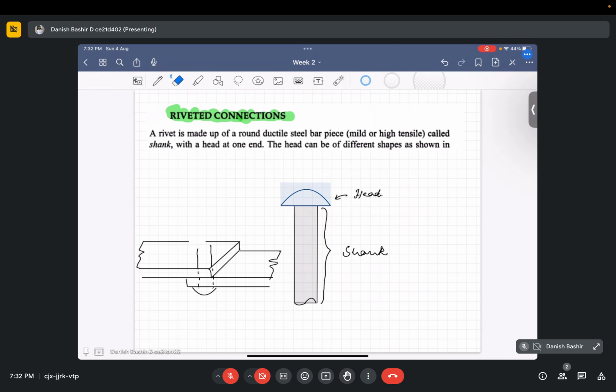There is head from this side also. Okay, there are heads from two sides. So this type of connection is known as riveted connection.